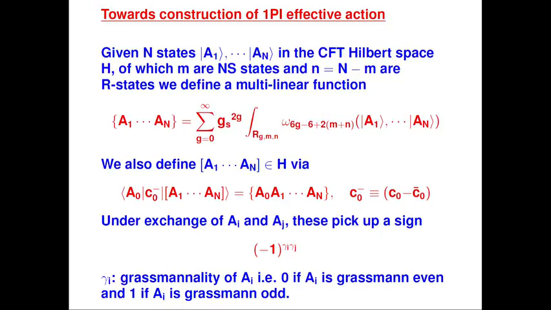So g_s is the string coupling. You have to weight the genus g contribution by g_s to the power 2g. Standard string perturbation theory. Of course, in any practical computation you can stop at any given order in g. Is this definition clear?